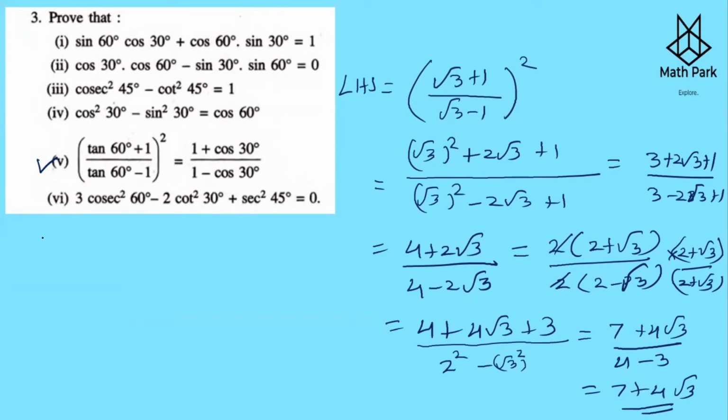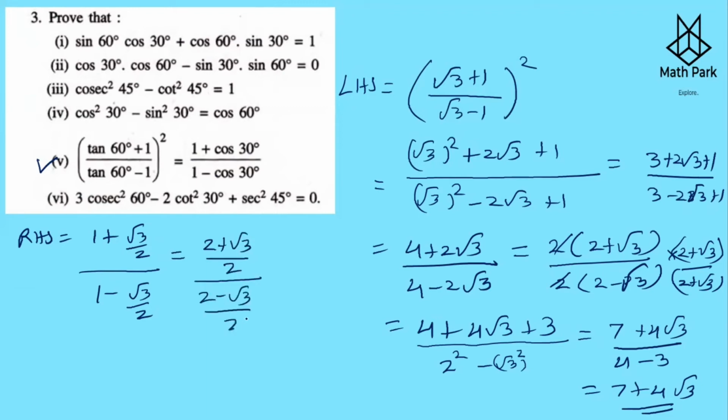Now let us start with the RHS of this question. So RHS is 1 plus cos 30 upon 1 minus cos 30. So it is 1 plus cos 30, which is root 3 by 2, upon 1 minus cos 30, that is 1 minus root 3 by 2. So let us take the LCM, 2 plus root 3 upon 2 and upon 2 minus root 3 upon 2. This 2 and 2 got cancelled. 2 plus root 3 upon 2 minus root 3, which was the same as we have got.